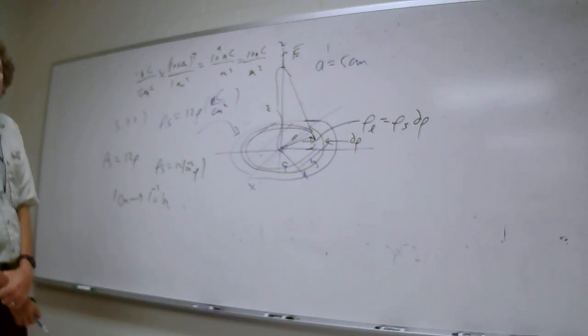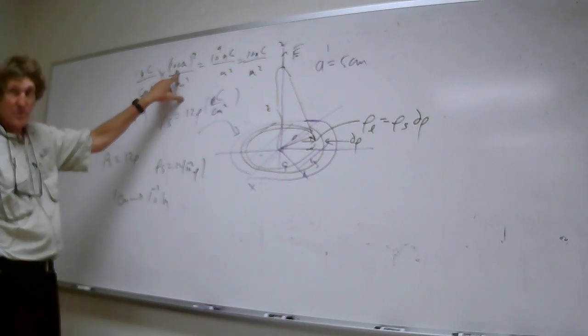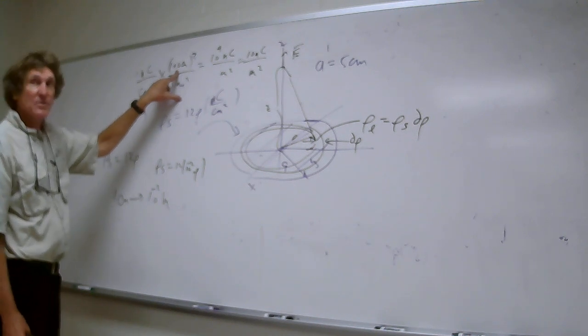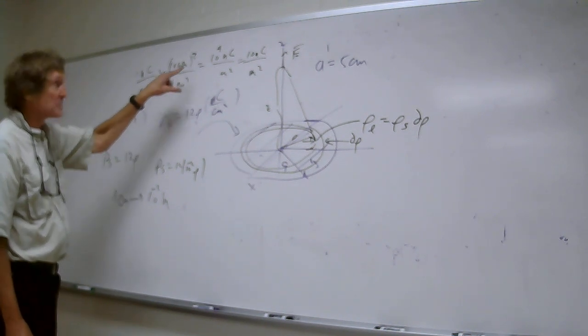And nano is 10 to the minus 9th, right? So this is going to be 10 to the 4th. Do you agree with that? 10 to the 4th times 10 to the minus 9th is going to be what? 10 to the minus 5th, which is 10 micro. 10 microcoulombs per meter squared.